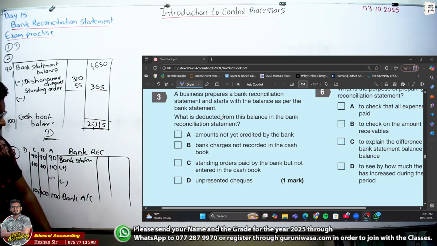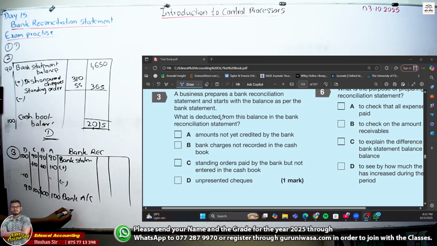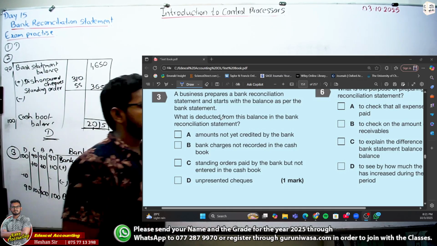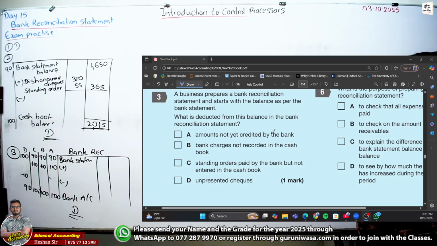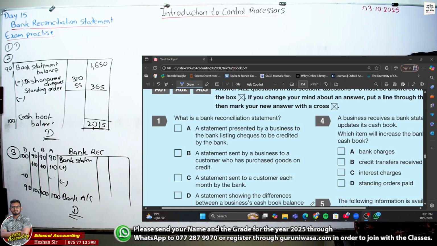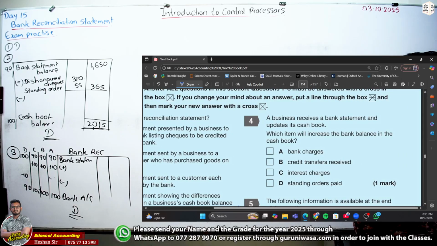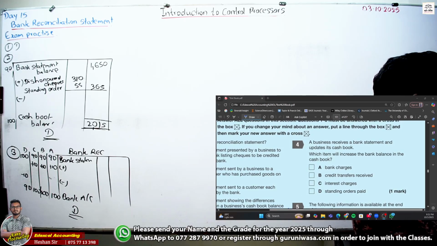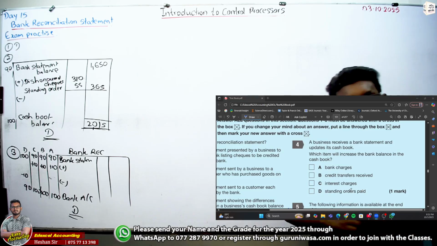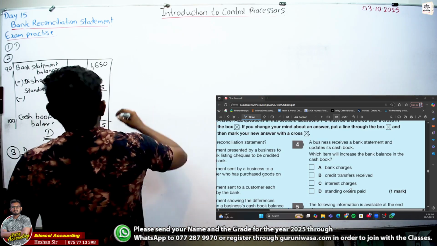Finally, unpresented checks. We issued them, right? So issued means you can see this is deducted, 90, and not paid, which means this is 100. 100 minus 10. So this is the only one we deducted. The answer is, what is the answer? D. Right?